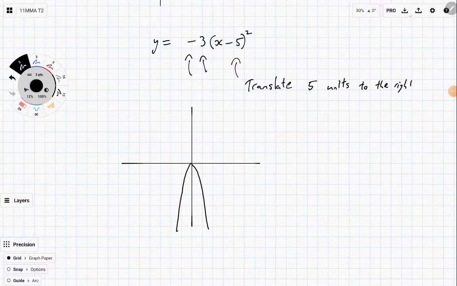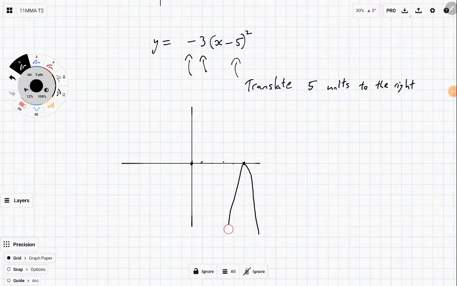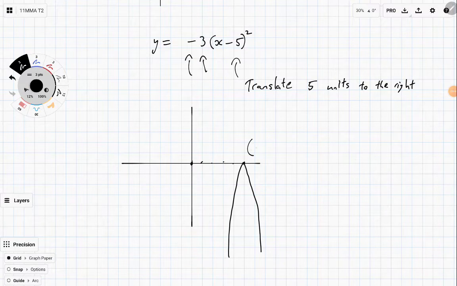Alrighty, so let's do it. Since the original point was here, 5 units to the right would be 1, 2, 3, 4, 5 units here, and it's going to be the exact same shape, just having moved. And you notice really, when we talk about translating, the main interesting point that gets translated is going to be that turning point. So the turning point used to be at 0, 0, and it's now been moved to 5, 0. It really makes it a lot easier to sketch a quadratic if you can do something like that.